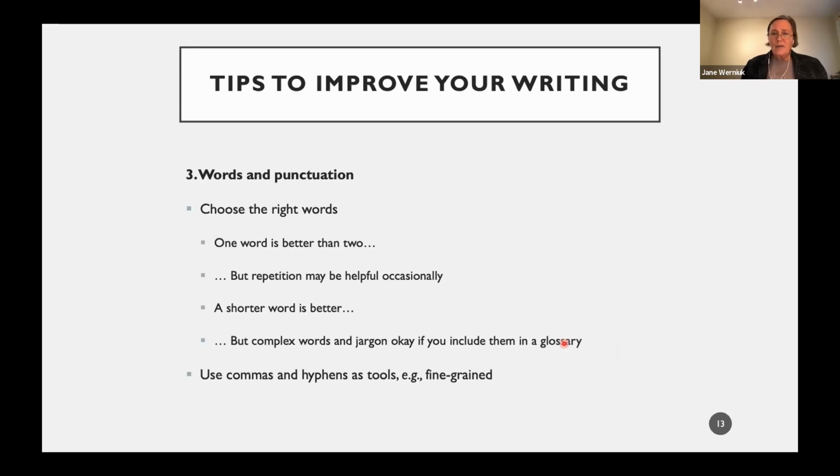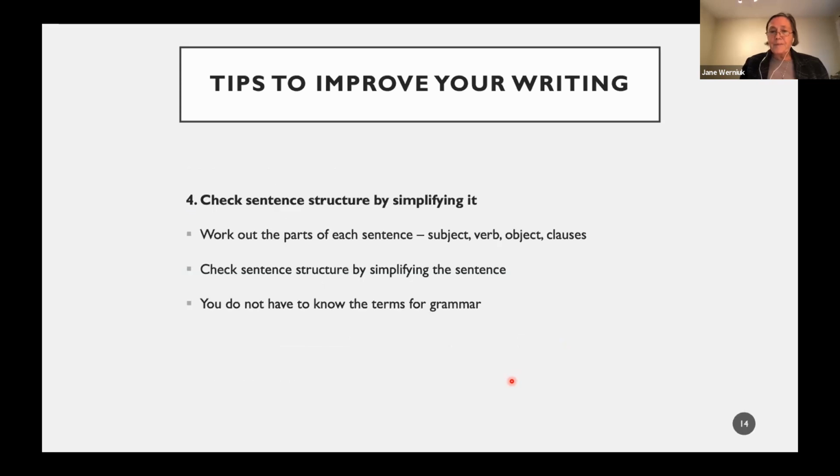Use commas and hyphens as tools for pacing to make the meaning absolutely clear. I test a sentence by saying it out loud. This helps me decide which words need to be joined by a hyphen, which is usually to form a one-word adjective such as fine-grained, and where commas are needed to force a pause. I'll give an example of this in a minute.